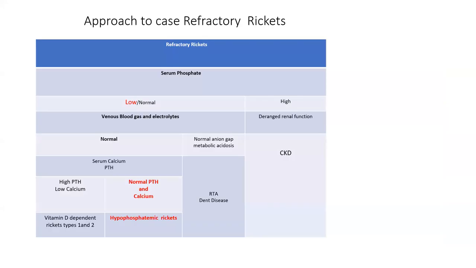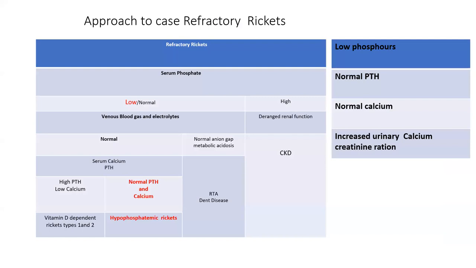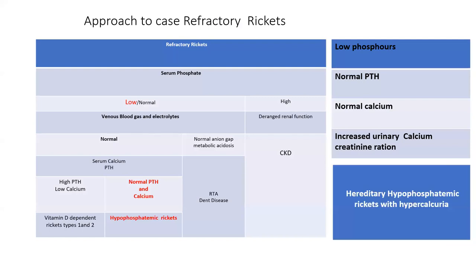So we can simply see that if any child is suspected of refractory rickets, we first do the serum phosphate level. If it is high, then this is the pointer towards CKD. In this child, the serum phosphate is low. Then we did ABG. ABG is normal. Then we did serum calcium and phosphate. In this case, there is normal parathyroid hormone and calcium, as very much described in the previous talk by Dr. Aditi.